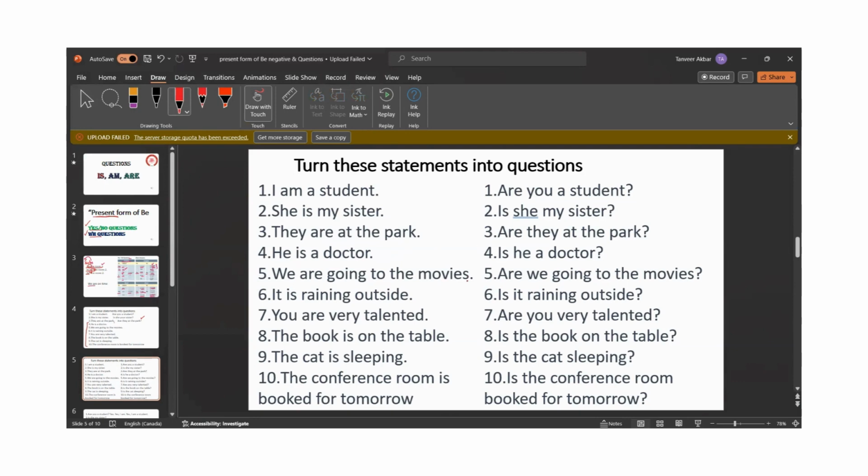We are going to the movies. Are we going to the movies? It is raining outside. Is it raining outside? You are very talented. Are you very talented? The book is on the table. Is the book on the table? The cat is sleeping. Is the cat sleeping? The conference room is booked for tomorrow. Is the conference room booked for tomorrow?